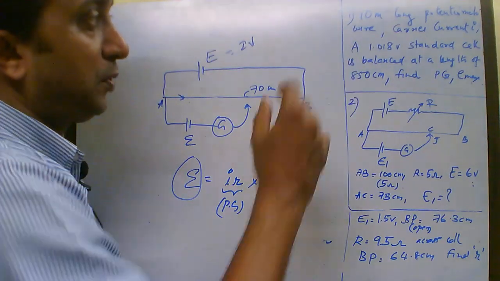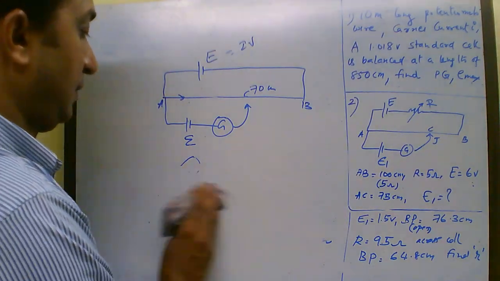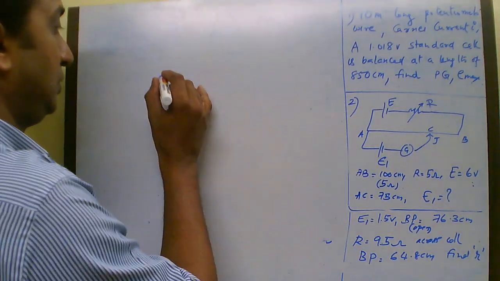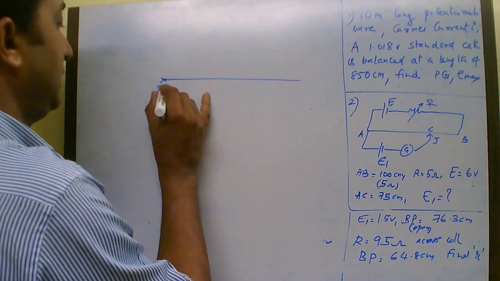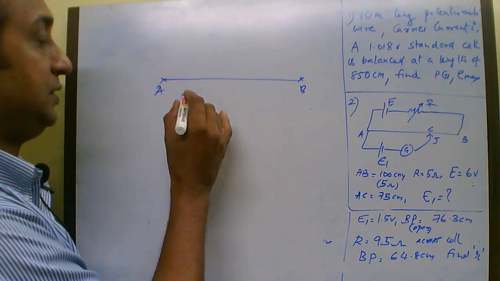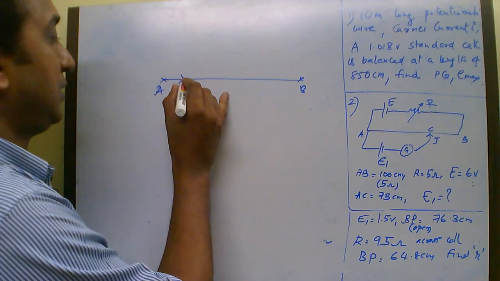Now let us solve this problem. You have a 10-meter long potentiometer wire. So you have AB, which is a 10-meter long potentiometer wire, which carries a current of I. So through this, current I is flowing.